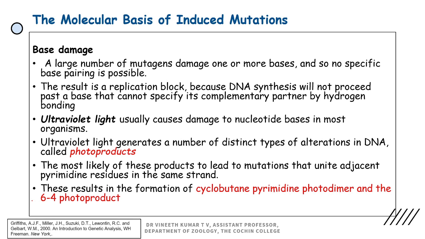So a large number of mutagens damage one or more bases, and so no specific base pairing is possible. Base pairing does not occur; it is damaging the DNA. The result is a replication block, and DNA synthesis will not proceed past the damaged base, because they cannot specify its complementary partner by hydrogen bonding. So first, we are going to talk about a non-ionizing radiation, which is the ultraviolet rays.